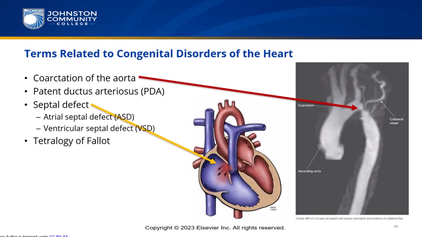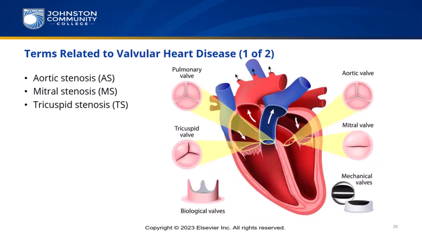Tetra is our prefix meaning four, and logy is the study of. So this is a congenital cardiac anomaly that consists of four defects. Those are pulmonic stenosis, ventricular septal defect, malposition of the aorta so that it arises from the septal defect or the right ventricle, and right ventricular hypertrophy. A good way to remember tetra means four is to think of the game Tetris. Each block part has 4 blocks in it. Tetra means 4. Now we're going to look at terms related to valvular heart disease.